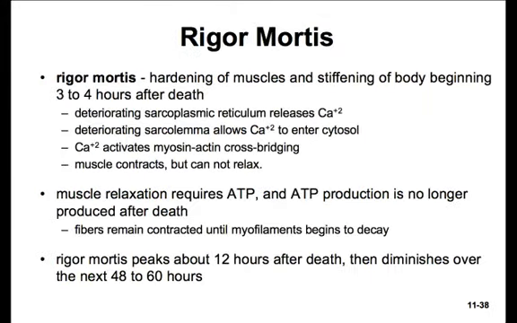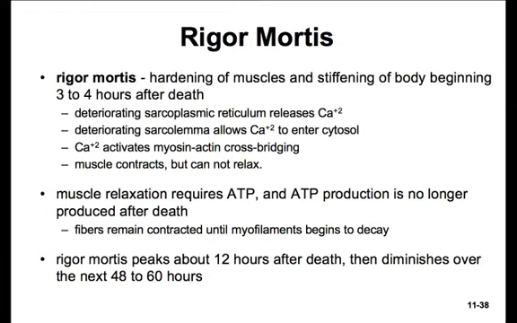So let's come back to that question of what happens if there's not enough ATP. What's rigor mortis is a better question. When we have rigor mortis, it's hardening of the muscles and stiffening of the body. It begins about 3 or 4 hours after death. This is for a couple of different reasons.